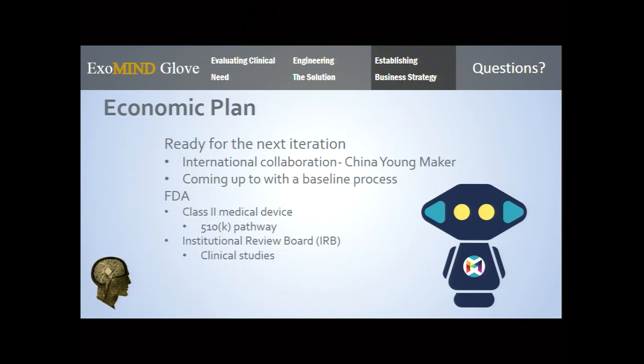And to do this, we need to go further into the FDA process, so we again go through the 510(k) pathway. More importantly, we need to address an institutional review board, where with their approval, we can go on and do a lot of clinical studies. Now, that's all we have for you, and I'd like to call up the rest of our team for questions.